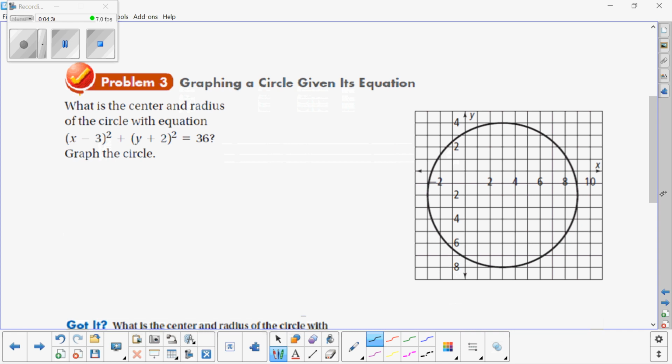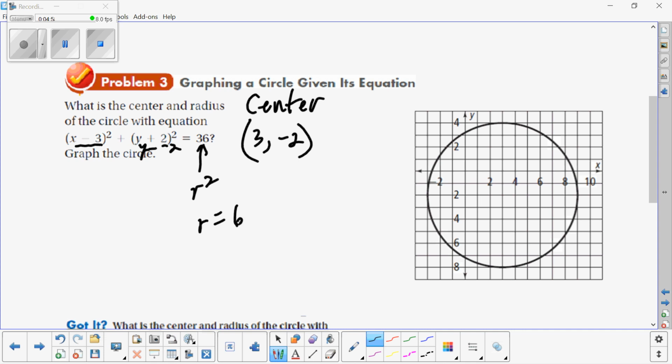All right, how about graphing a circle with its given equation? So you have to figure out what the radius is and what the center is. So since it says x minus 3, the x coordinate is 3. And since it says y plus 2, you have to think of that as y minus negative 2. So the y coordinate is negative 2. And then the radius, remember this 36 is the radius squared, so the radius would equal 6. And so we're going to put the center at 3, -2, which is right there. And then we're going to have a radius of 6.